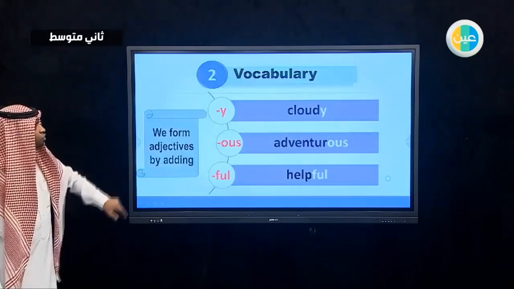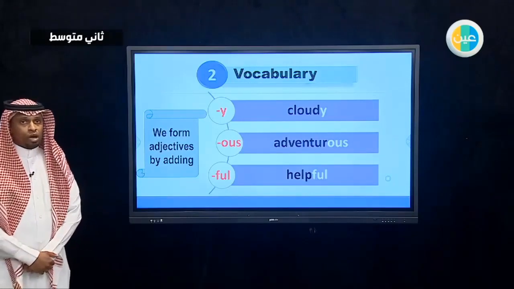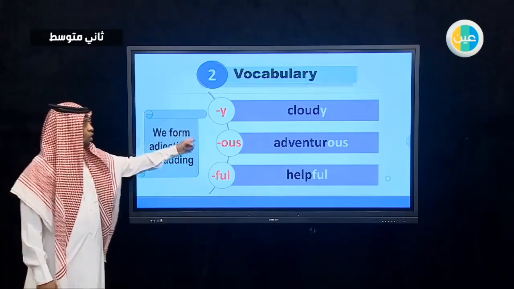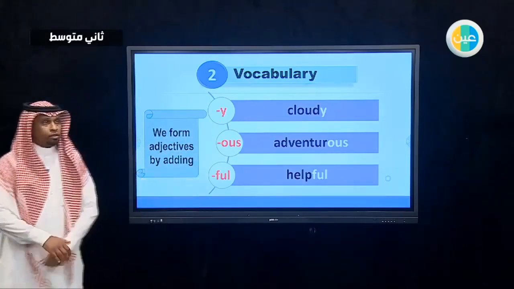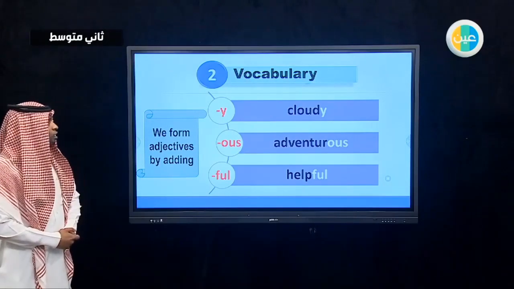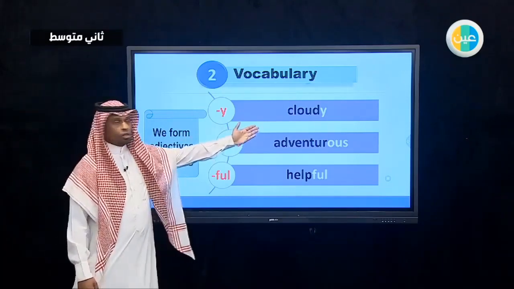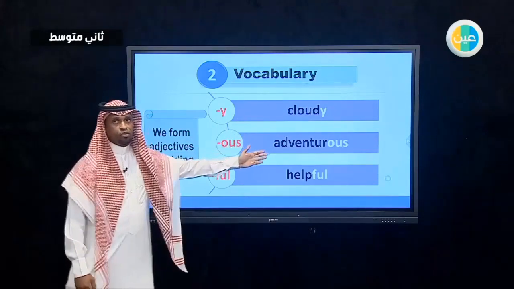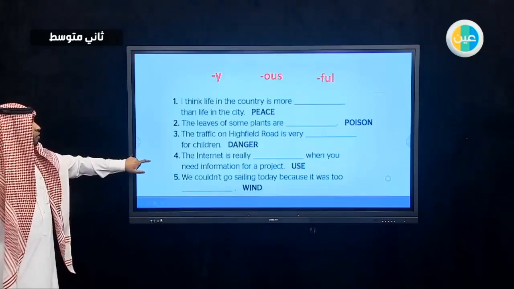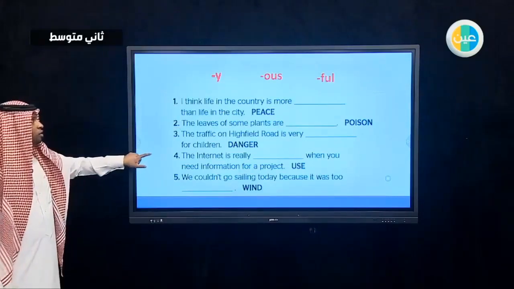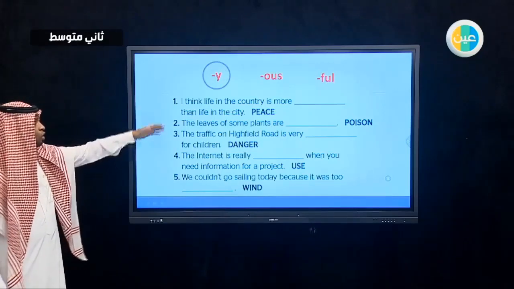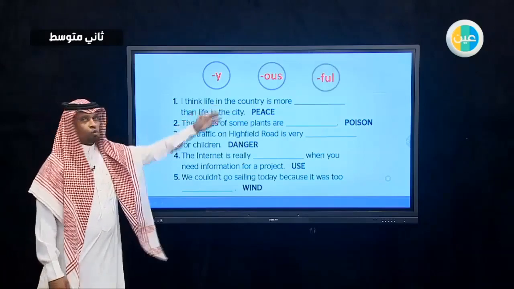Excellent. Now, let's move to the second part, which is about vocabulary. We form adjectives by adding y, ous, ful to the ending. Let's see the first one here. Cloudy. It is cloud, cloudy. Adventure, adventurous. Help, helpful. Now let's move to the three suffixes that we have here. We have y, ous, ful.